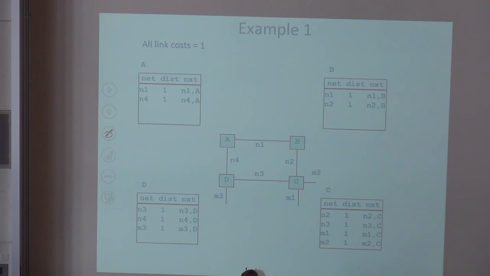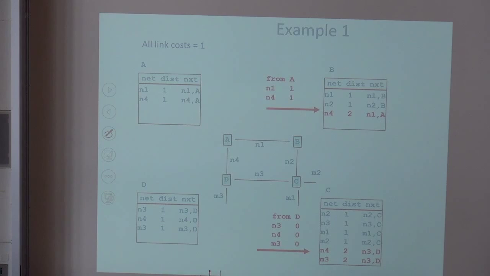And then you run Bellman-Ford, distributed Bellman-Ford. That means that you send to your neighbor all the information you have with the corresponding distance. A knows of 2 destinations, N1 and N4, with cost to destination equal to 1. So it will send this information to all of its neighbors. It will send to B. It will also send to D. I'm showing only how it is sent to B.